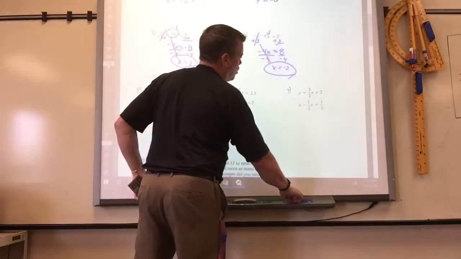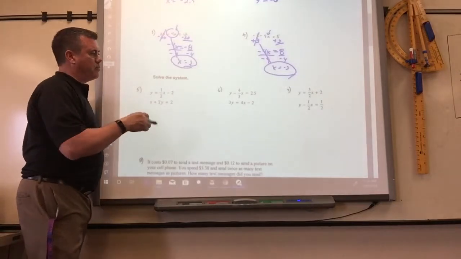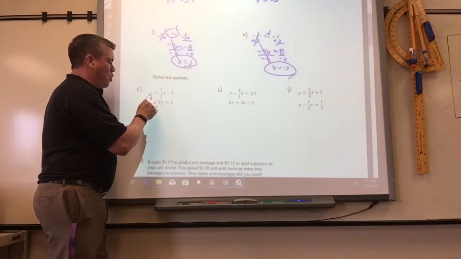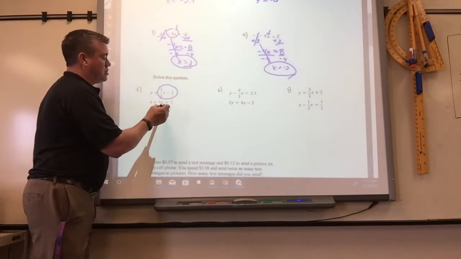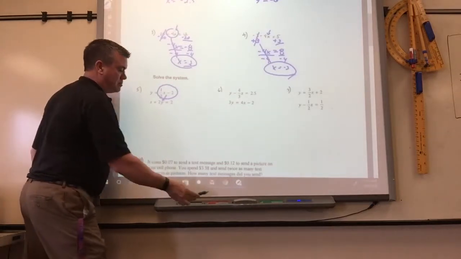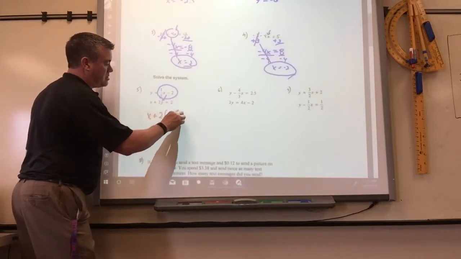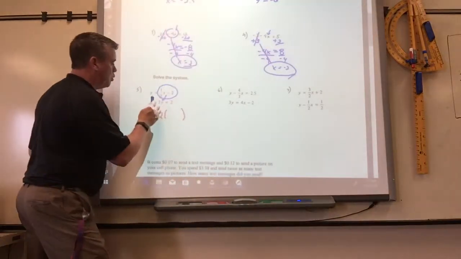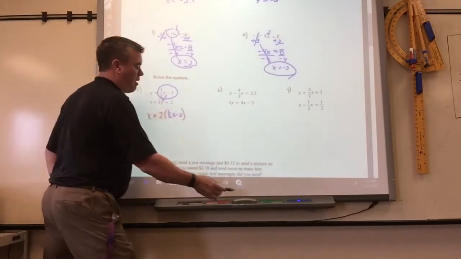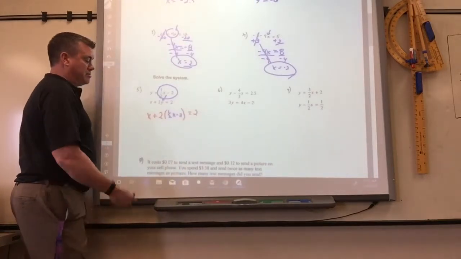Solving systems of equations. This first one is set up, you can solve them any way you want. The first one is set up as a substitution. Since the y is by itself, you can just substitute this in for that y. So you rewrite this equation: x plus 2, but in place of the y, you put what y is equal to, half of x minus 2, equals 2. And then you solve it.